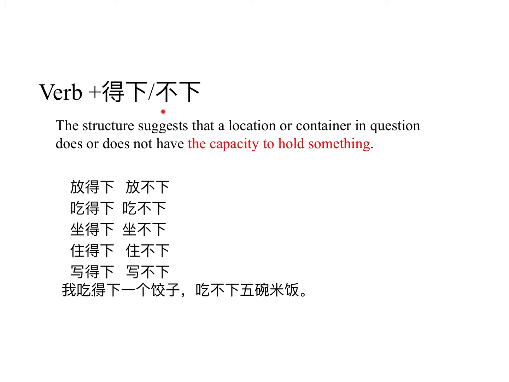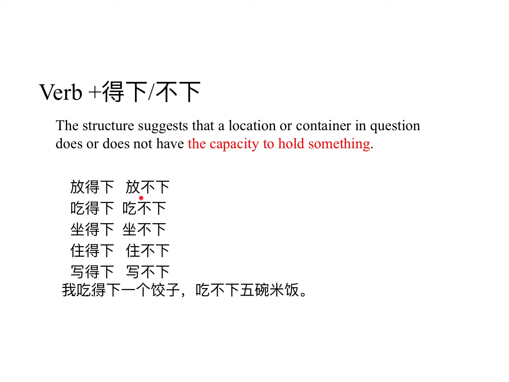This is a special one. We use directional complement, and the structure is verb plus 得下, verb plus 不下. So this structure suggests that a location or container in question does or does not have the capacity to hold something. So this one emphasizes whether they have the capacity or not. We have a lot of verbs here. Examples. 放得下,放不下. So 放 is a verb, it means to put, right? Is that possible for you to put something in or not?